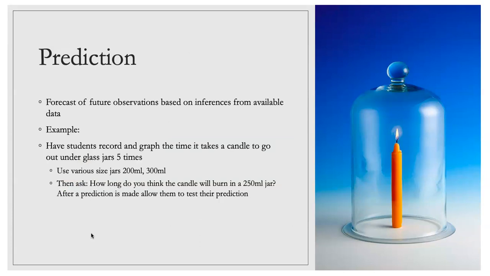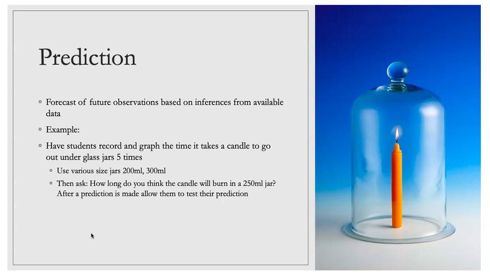Many of you are going to have your students make predictions. A prediction is a forecast of future observations based on inferences from available data. And so your book goes into this example, which I actually like a lot. It has students record and graph the time it takes a candle to go out under glass jars 5 times.